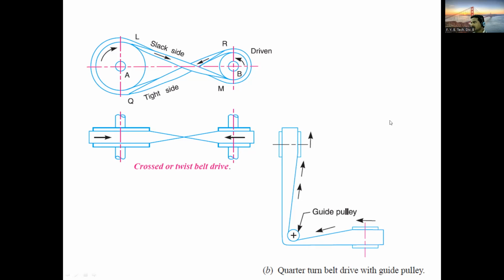Lower side of the belt is known as tight side, where tension T is maximum. Then upper side, next line, upper side is known as slack side, where tension T is minimum. Shortly we can highlight the points about open belt.